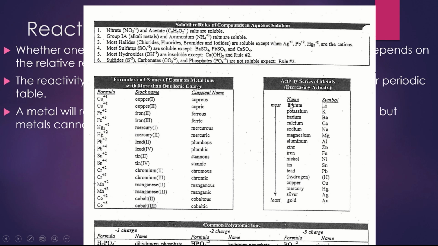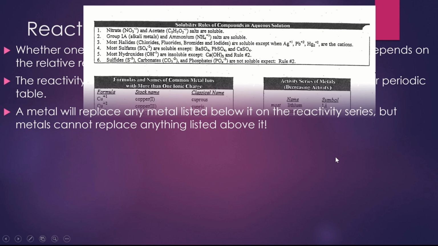So if lithium is by himself, Li is by himself, he will take the place of any other element that's present. But if the element by himself is lower, for instance tin, it could not replace anybody higher than himself. So if tin by itself were reacting with, let's say, iron nitrate, we would say no reaction because tin is lower on the reactivity series than iron.